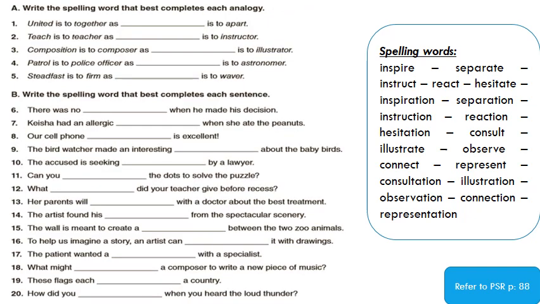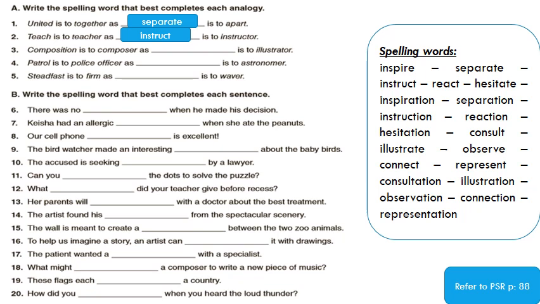Write the spelling word that best completes each analogy. For example, I will do number 1 and 2 for you. United is to together, as blank is to apart. What means to get apart, which is separation, or separate. We have to use here the verb, not the noun. To teach is for teacher, as blank is to instructor. Instruct is to instructor. How about solving the others by yourself?